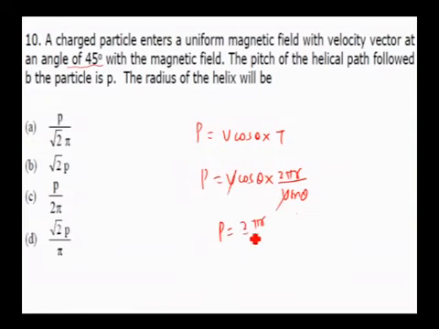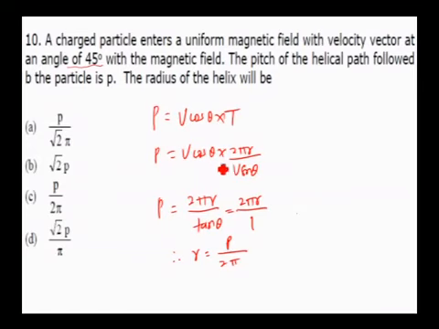Okay, so in this question we are finding radius in terms of pitch. The expression of pitch is p equals v cos theta into t. Pitch equals v cos theta into the time taken to complete one revolution, which is 2 pi r by v sin theta, because here linear motion is because of v cos theta and circular motion is because of v sin theta. So pitch equals 2 pi r by v, v gets cancelled, cos theta by sin theta you can write as cot theta, or you can write 1 by tan theta.